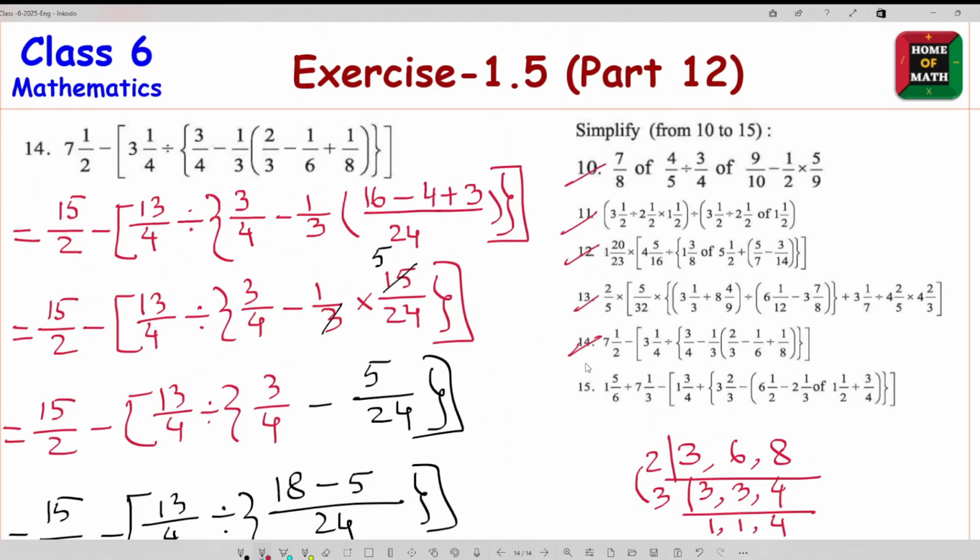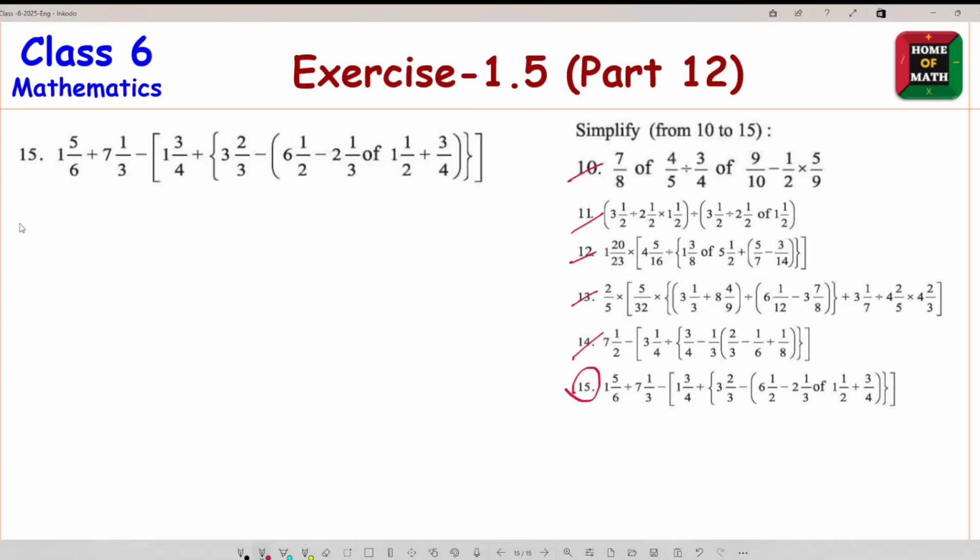And today's, also this exercise 1.5 last math, which is number 15. Let's start. Number 15. 1 5 by 6, it means 6 times 1 is a 6. 6 plus 5 11 by 6, plus this one is 7 1 by 3, it means 22 by 3, right? Minus third bracket start 1 3 by 4, it means 4 plus 3, it means 7 by 4, right?